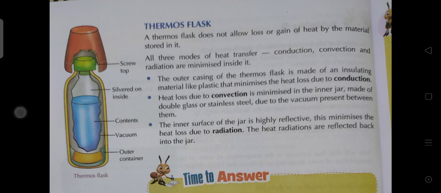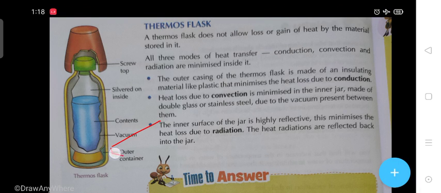Students, can you see the outer part, that is insulating? It may be plastic or wood, and that will minimize the heat loss by the conduction method. Second, heat loss due to convection is minimized in the inner jar made up of double glass or stainless steel due to the vacuum present between them. And if there is a vacuum, it means that heat will not transfer, because the convection method also requires a medium.